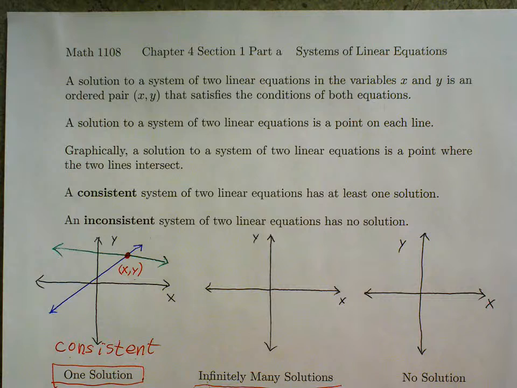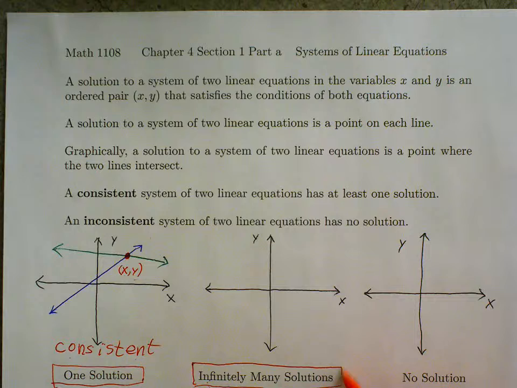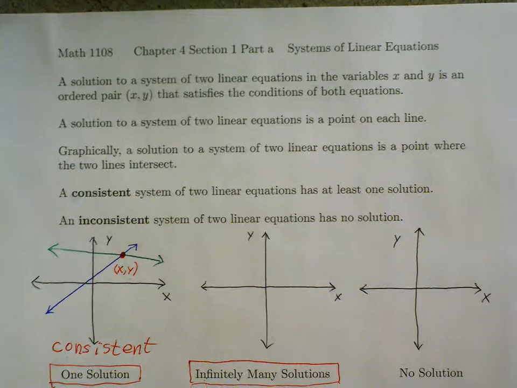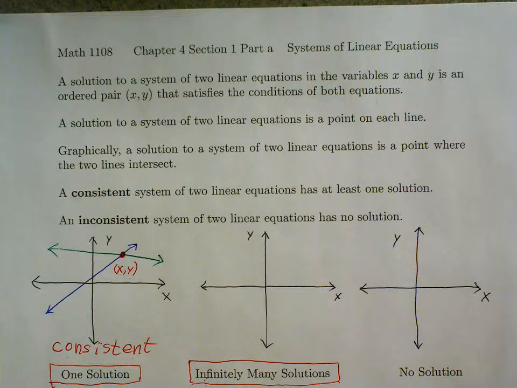The next one will illustrate infinitely many solutions. So if a system of two linear equations has infinitely many solutions, what do you suppose must be true about the two lines? Parallel lines never intersect. They're the same line. The same line, yeah.